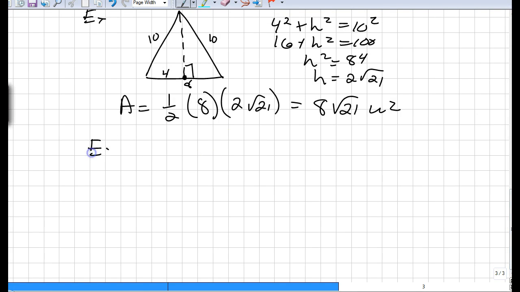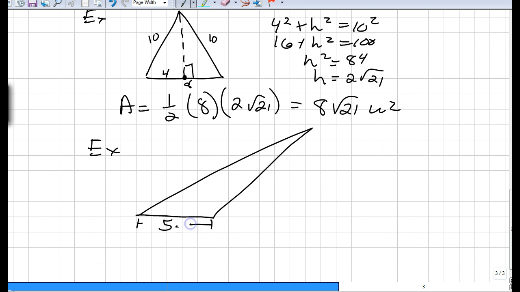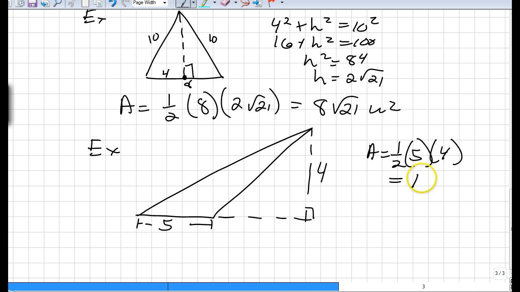So example 2, if I have a triangle that looks like this, where this is 5, and if I drop an altitude from here, I know that is 4. And so the area of this triangle is going to be 1/2 times the base, which is 5, times the height, which is 4. So that's going to be 10 units squared.